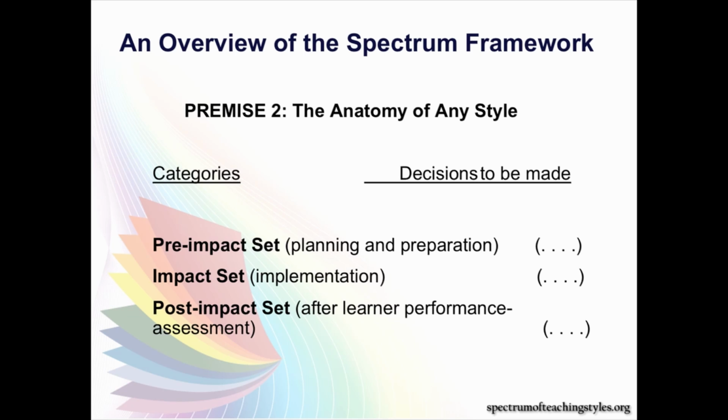The pre-impact decision set describes the decisions made prior to teaching that define the intent of the episode regarding the planning and preparation decisions. The impact decision set: these are decisions taking place face-to-face with the teacher and the learner that define the implementation of the episode. Post-impact decision set: these are the decisions made during or after learner performance that define the assessment of the episode.